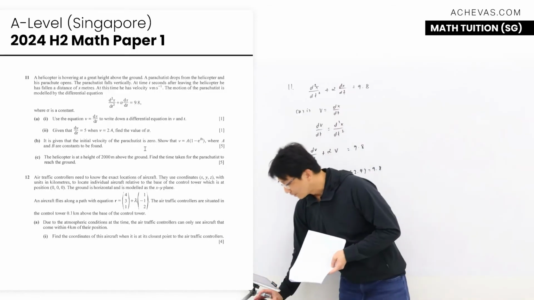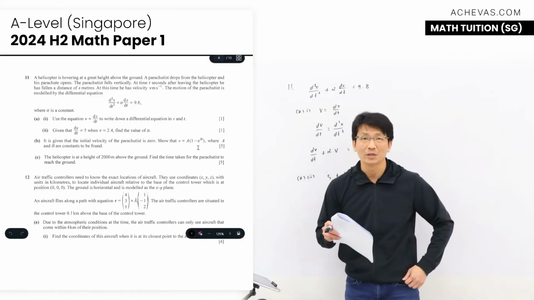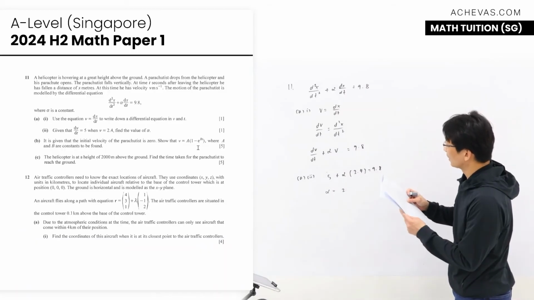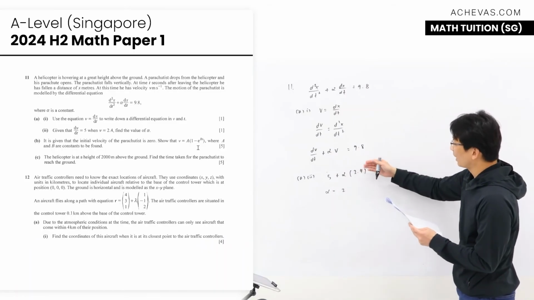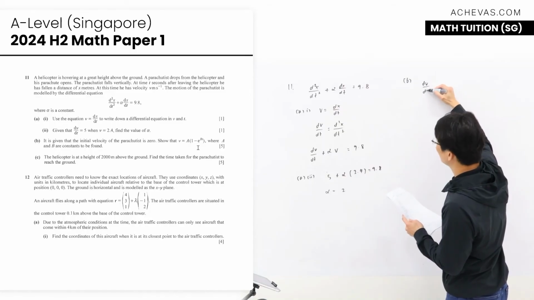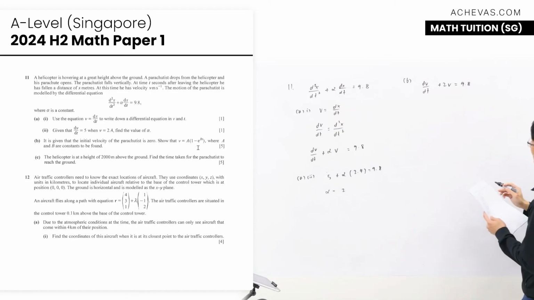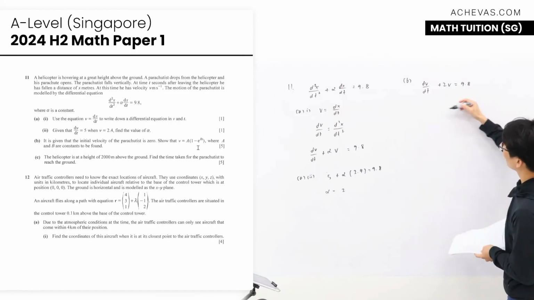Show that v equal to a bracket 1 minus e to the power of bt. Now I think what we are required to do is just to solve this differential equation, with these values that we already found. Okay, let me just rewrite this equation first. dv/dt plus 2v equal to 9.8. I'm going to solve this. I think I'm going to go for using the variable separable method. First of all, I'm going to shift this over to the right hand side first.